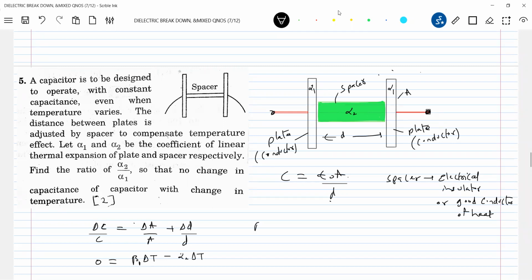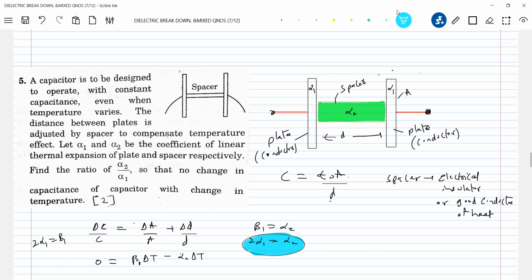So beta 1 should be equal to alpha 2. What is beta 1? 2 alpha 1 should be equal to beta, no? Thermal expansion concept. Okay, there's a relationship between them. If this condition is satisfied, then though the temperature varies, the capacitance should not change here.